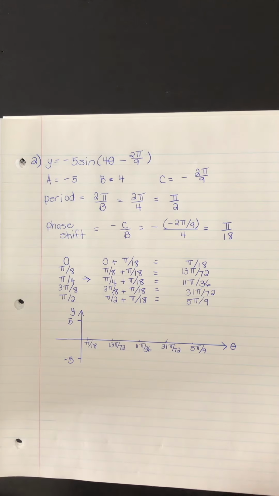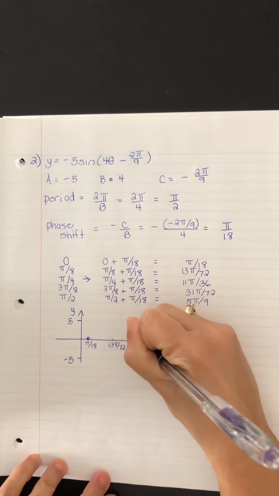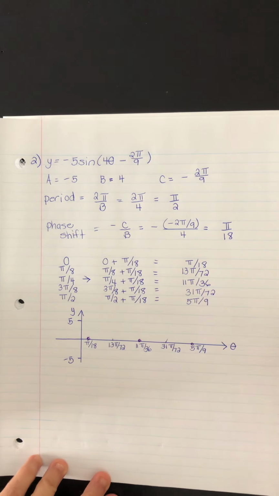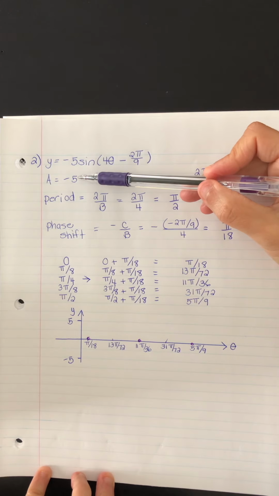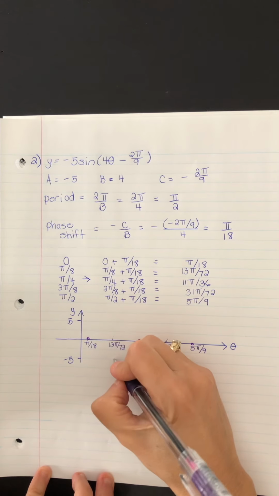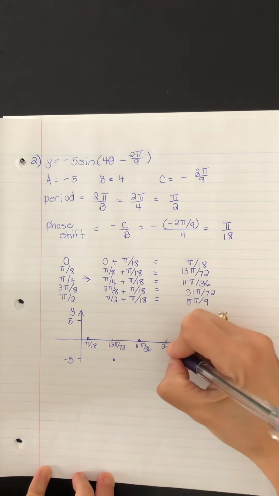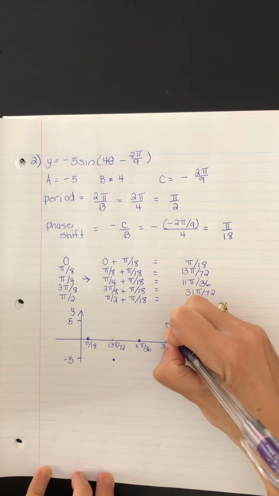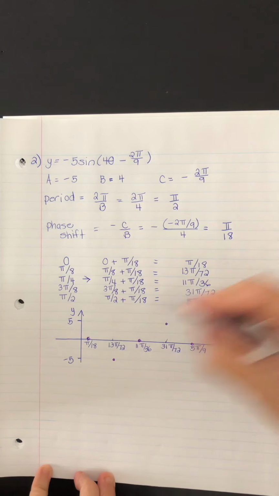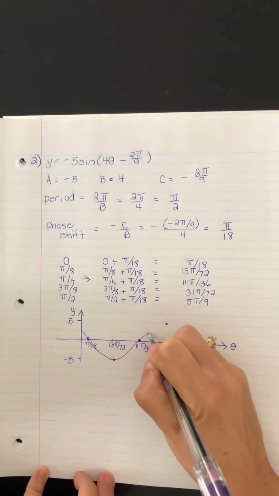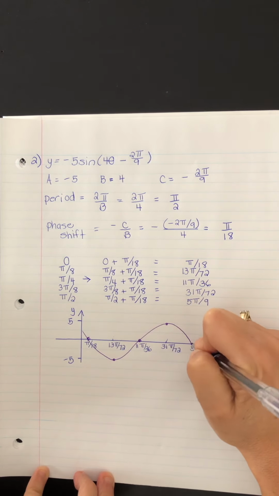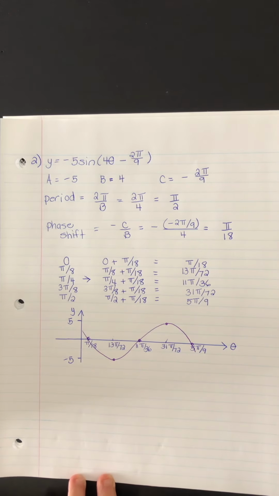Now take note, sine wave. So first, third, fifth points on the line. The a value is negative, so this graph will be at its minimum first, and it won't be at its maximum until 31 pi over 72. Smooth curve. And that example is done.